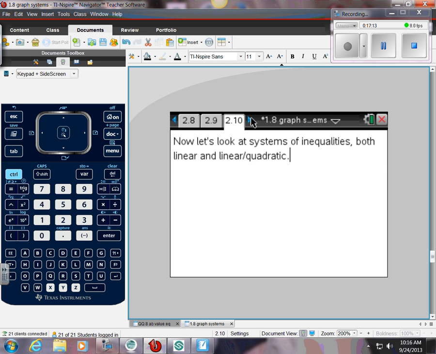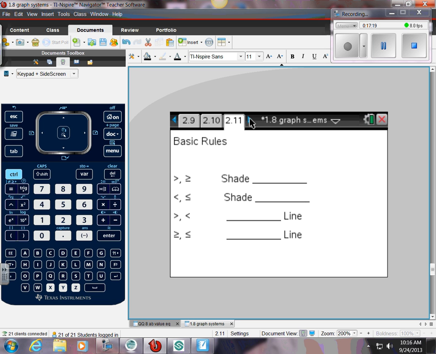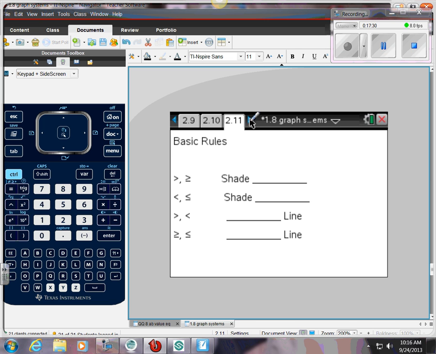Okay, so now let's talk about systems of inequalities. This is a little bit different, okay? A little bit different with inequalities because instead of just having one or two solutions, we're going to have infinitely many solutions. We're talking about shading now. Remember this stuff? If it's greater than or greater than or equal to, which direction do we shade? Up and to the right, okay? So if we graph something and it's greater than or greater than or equal to, we're going to shade up and to the right. Got it?